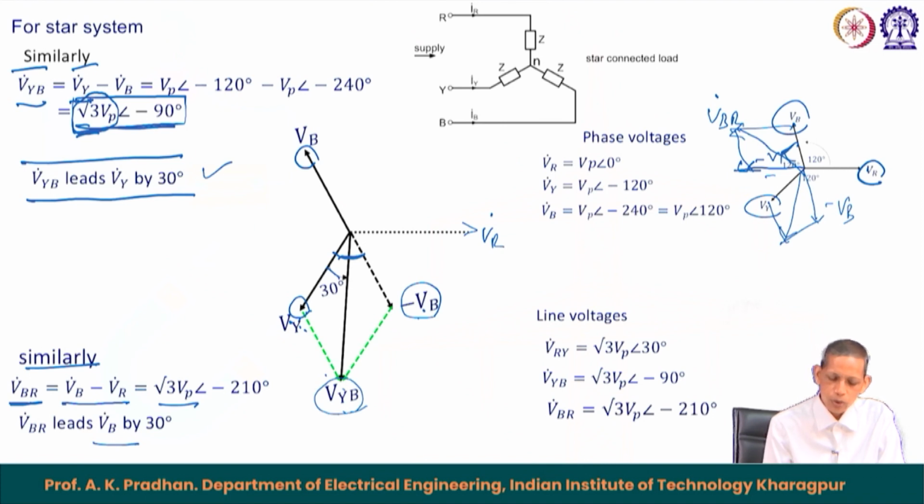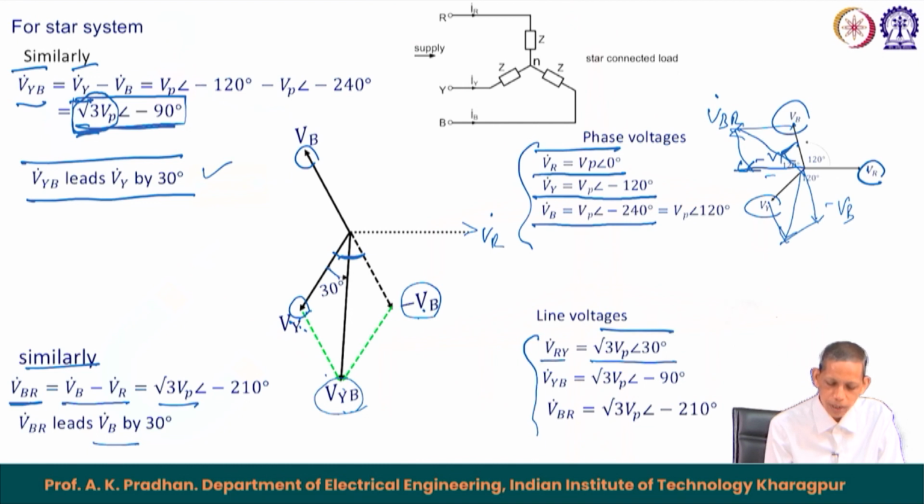So, in conclusion, for the three phase voltages VR, Vp with an angle of 0 degree, VY with Vp minus 120 degree, VB with Vp minus 240 degree, the corresponding line voltages become equal to root 3 Vp at 30 degree for VRY, VYB equals root 3 Vp at minus 90 degree, and VBR equals root 3 Vp at minus 210 degree from the above analysis.